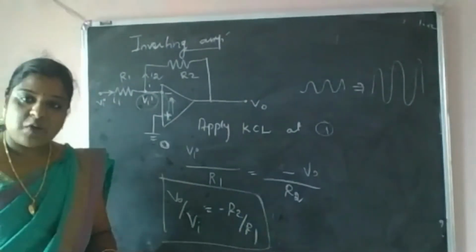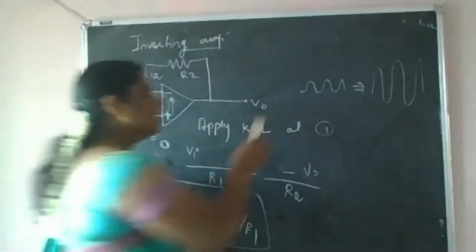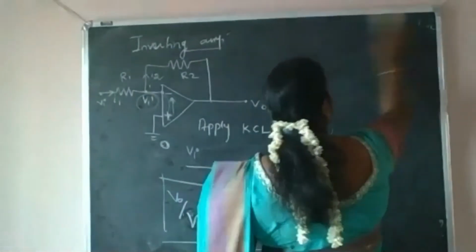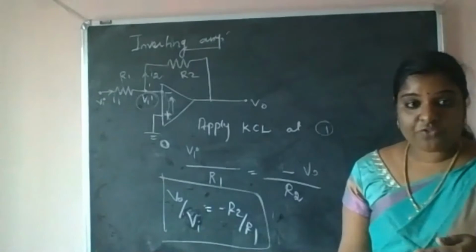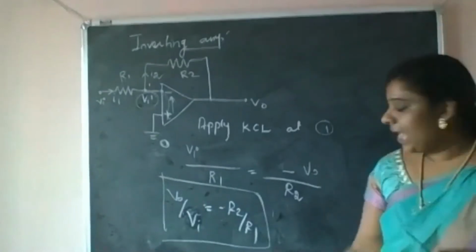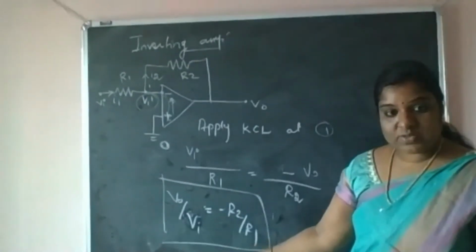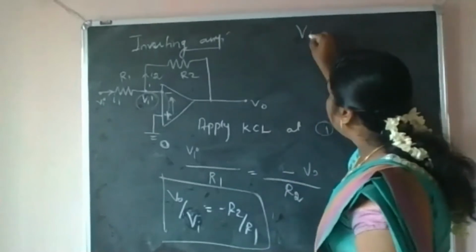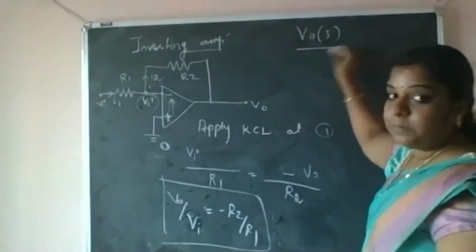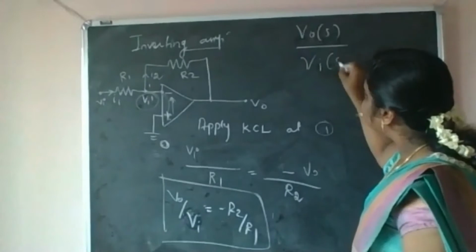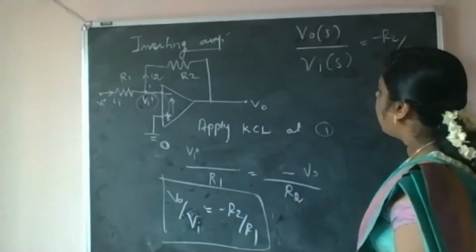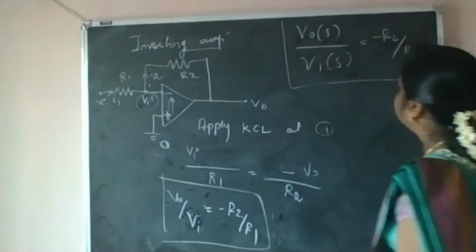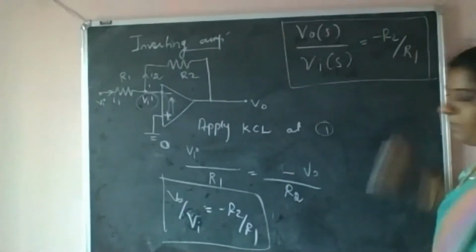So next we have to find the transfer function. To find the transfer function, we have to take the Laplace transform. Taking the Laplace transform on both sides, we get V0(s) divided by Vi(s) is equal to minus R2 divided by R1. So this is the transfer function for the inverting amplifier.